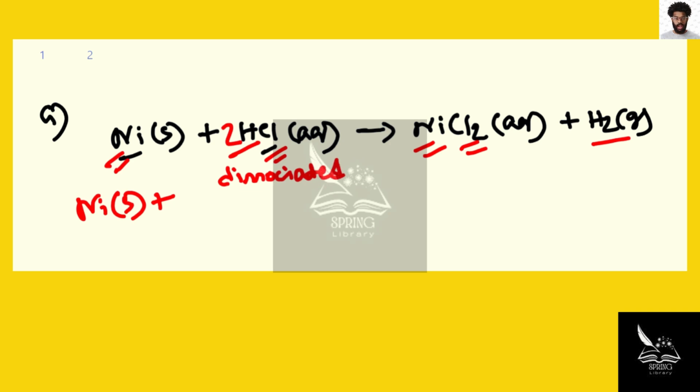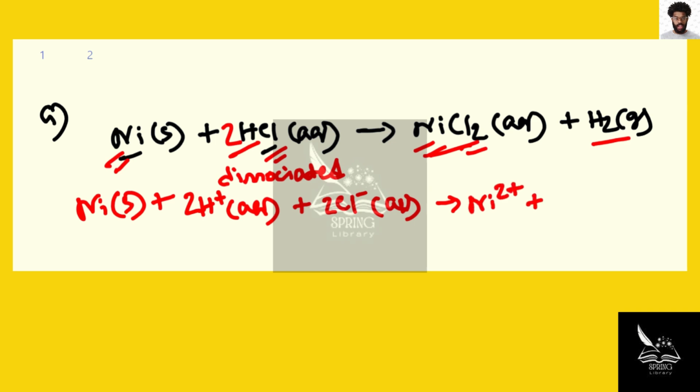Since HCl is a strong acid, it is a strong electrolyte. That means we have to write it in the ionic form. It will be 2H plus, plus 2Cl minus, and we have to write the state also, aqueous. And then nickel chloride is an ionic compound, so it will also be dissociated into its ions, Ni2 plus and 2Cl minus, and we have hydrogen gas.